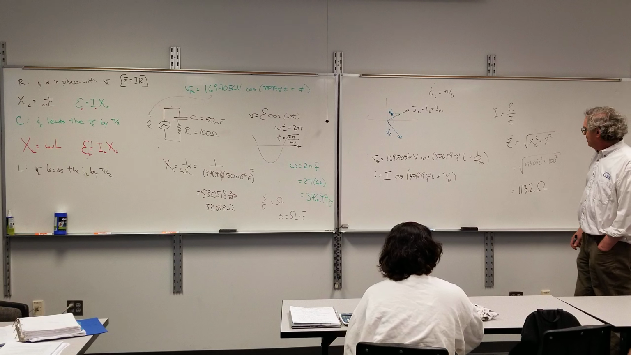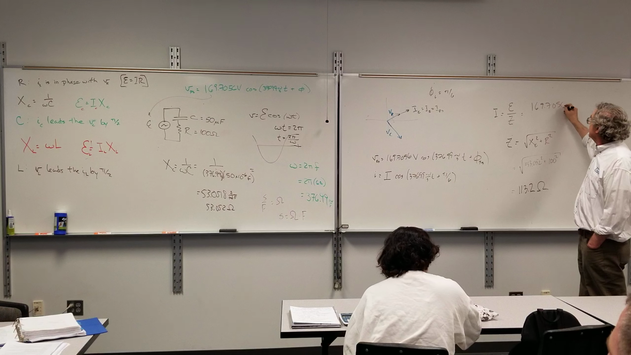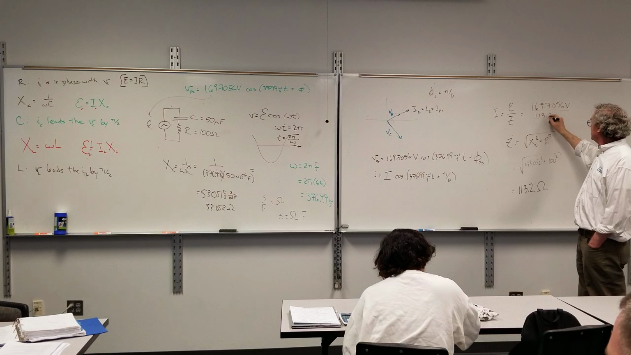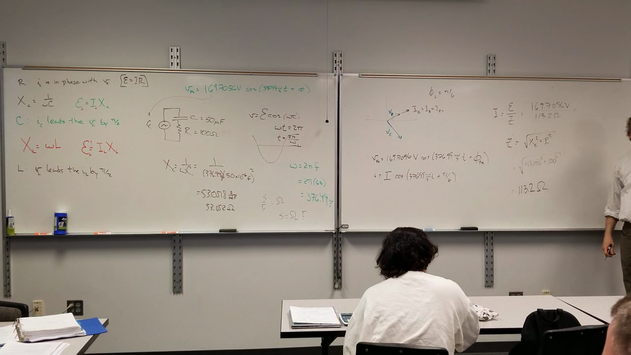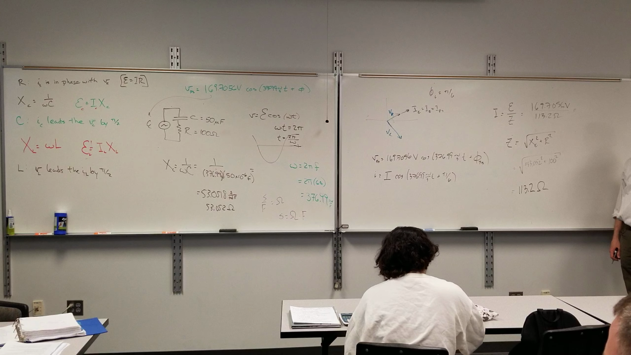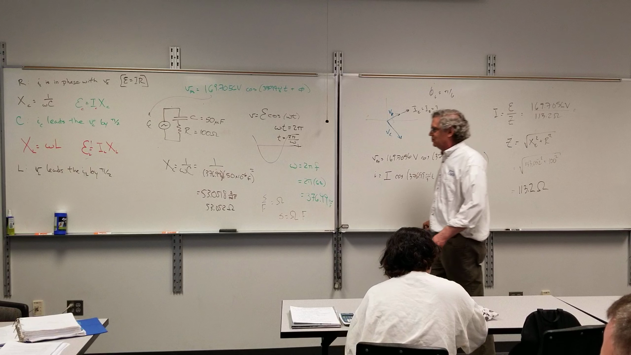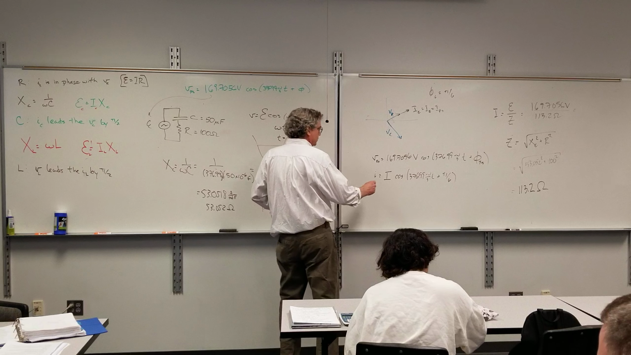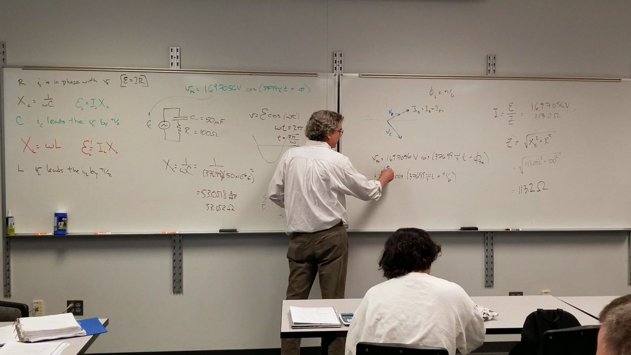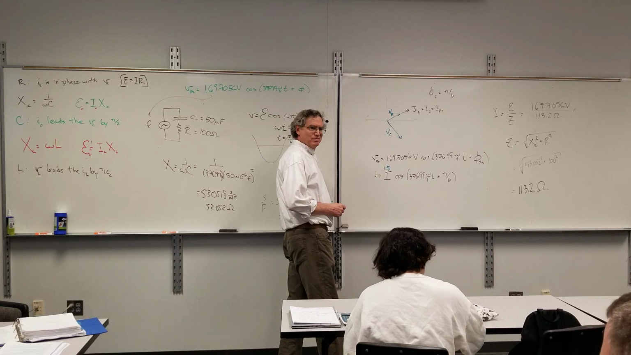My current, therefore, is 169.7056 volts divided by 113.2 ohms, and we end up with the magnitude of our current, which is 1.5. Units? Amperes.